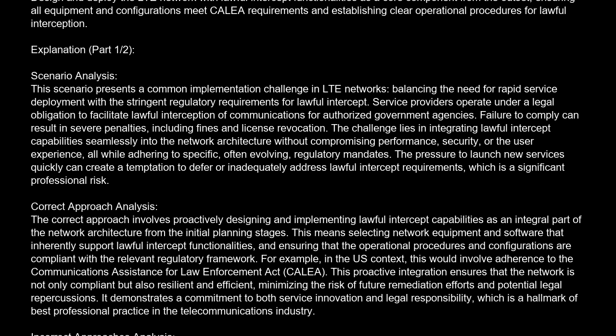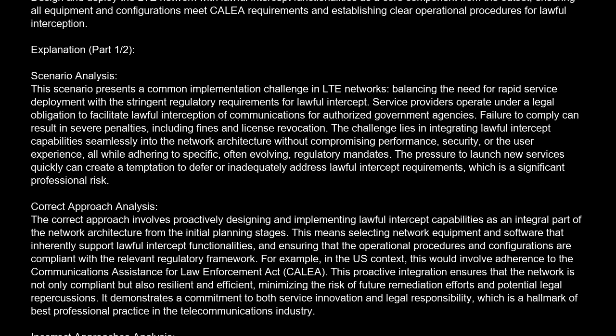Explanation. Scenario analysis. This scenario presents a common implementation challenge in LTE networks, balancing the need for rapid service deployment with the stringent regulatory requirements for lawful intercept. Service providers operate under a legal obligation to facilitate lawful interception of communications for authorized government agencies. Failure to comply can result in severe penalties, including fines and license revocation.